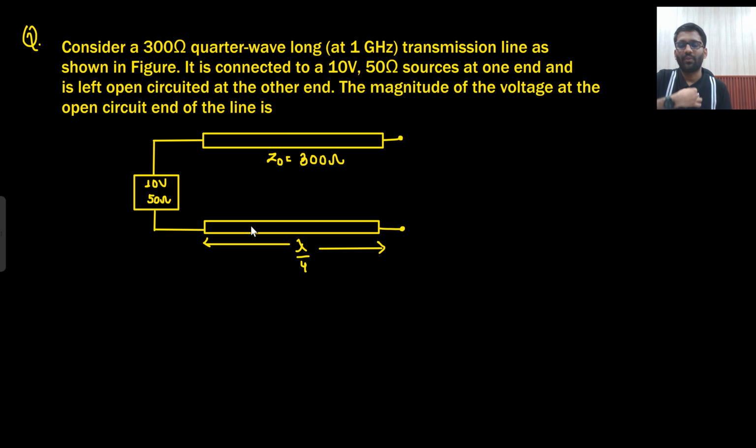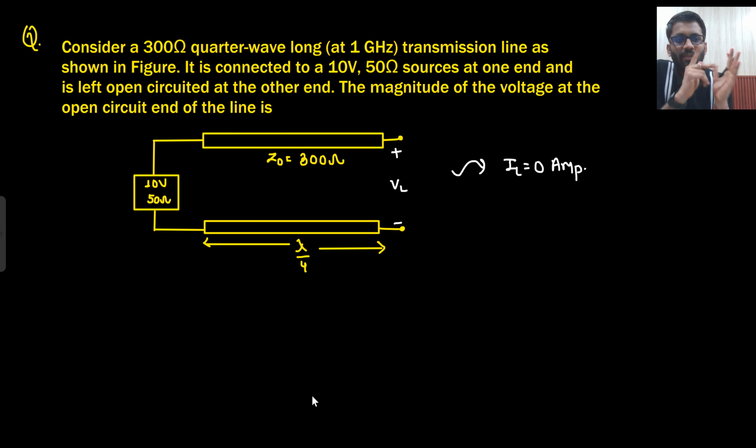So this question you try it on your own. The magnitude of the voltage at the open circuit end you need to find. That means at the load you need to find the magnitude of voltage. VL you need to find. Here what is your IL? Can you directly tell me? Here my IL is 0 ampere because open circuit load is there. The length is lambda by 4. What I need to find? VL I need to find.